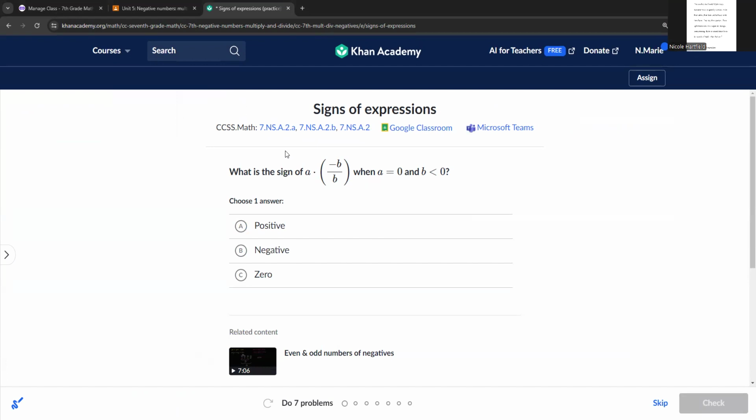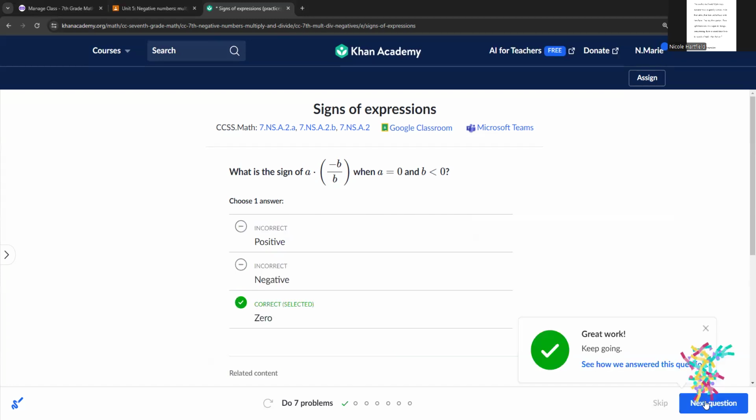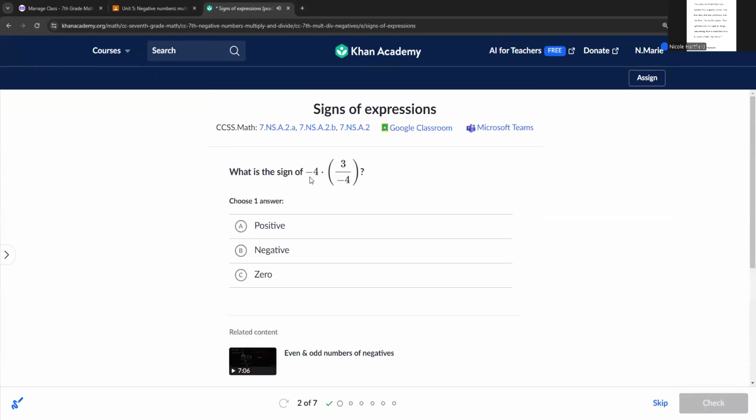Signs of expressions. Okay, so what would we get here? Well, this here would be a negative, right? A negative divided by a positive is a negative. A negative times a positive is a negative. You don't even need to know what the numbers are. Oh, sorry, it says a equals 0. So if a equals 0, anything times 0 is 0. Good thing I saw that.